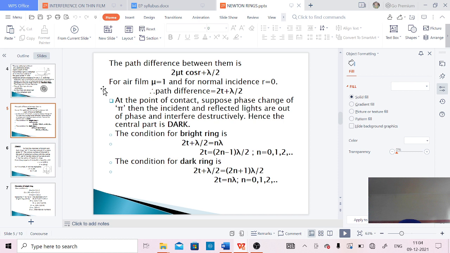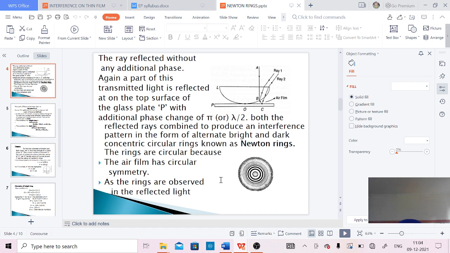Now at the point of contact, suppose there is a phase change of pi, then the incident and the reflected lights are out of phase and interfere destructively. We already know that whenever waves meet in phase, we get constructive interference, and whenever they meet out of phase, we get destructive interference. Hence the central part is dark. Why is the central part dark in these rings? This is the reason.